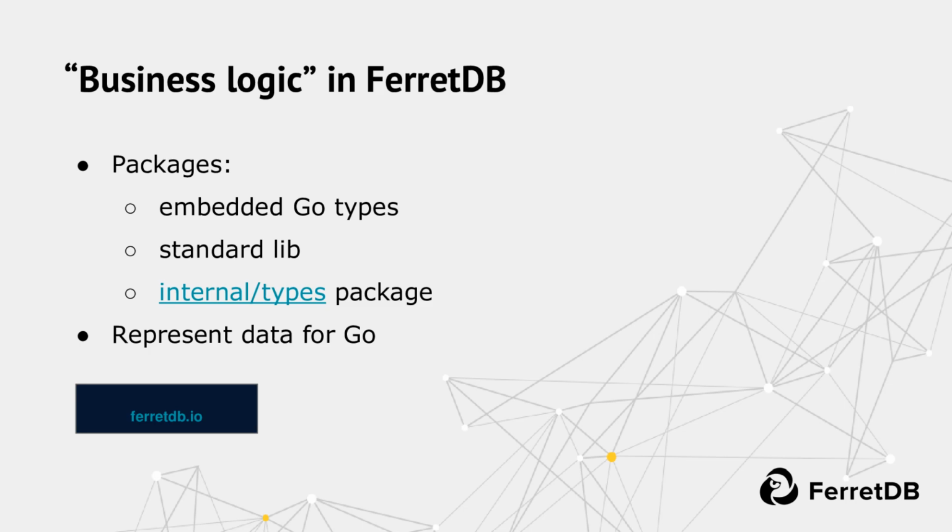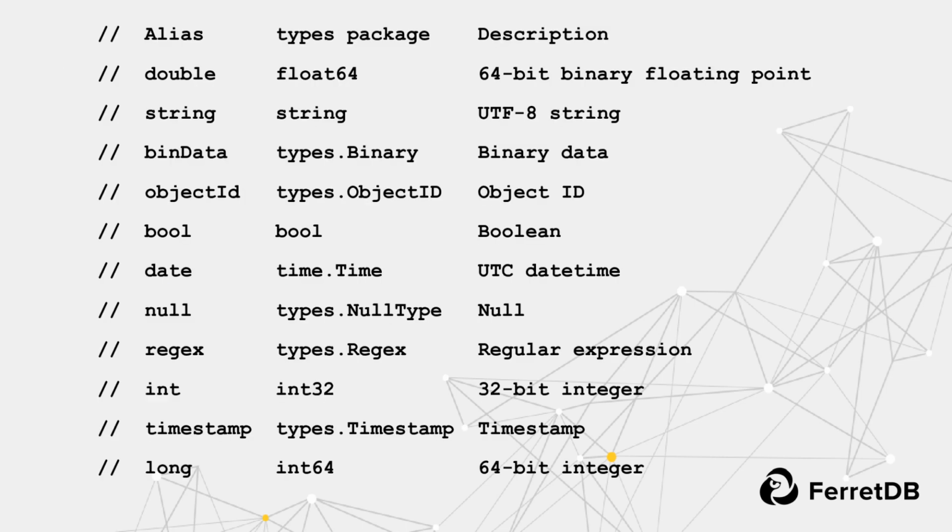We decided to have embedded Go types for the types that can be supported, and standard library types for the types that, again, are suitable. And we also have our own internal types package for the types that are specific to BSON. That's an example of such types.